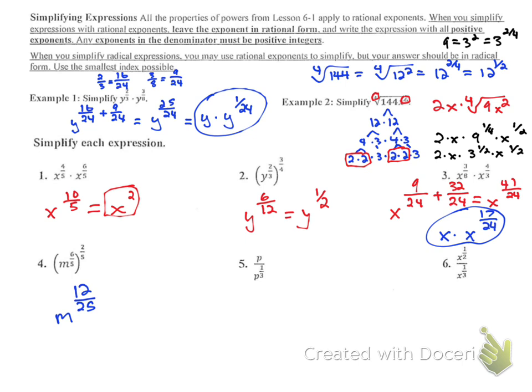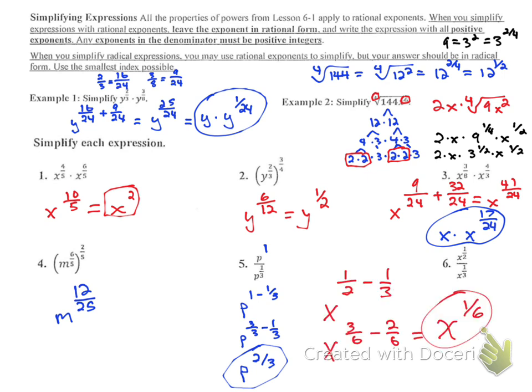Okay, we're dividing variables. So what do we do with exponents when we divide variables? Subtract. So that's going to be 1 minus 1/3. So to get a common denominator, what will that 1 be? 3/3. Good. 3/3 minus 1/3 gives us 2/3 there. P to the 2/3. Do number 6. All right, good. You have 1/2 minus 1/3. The answer is 1/6.